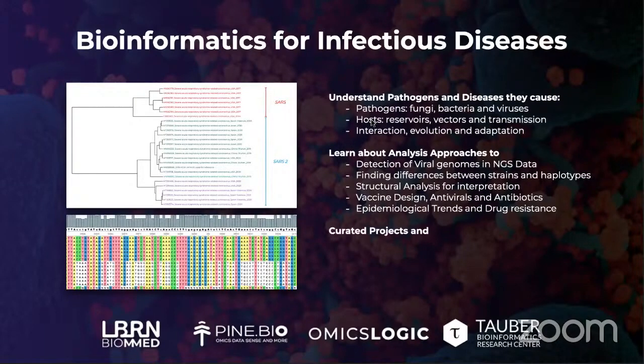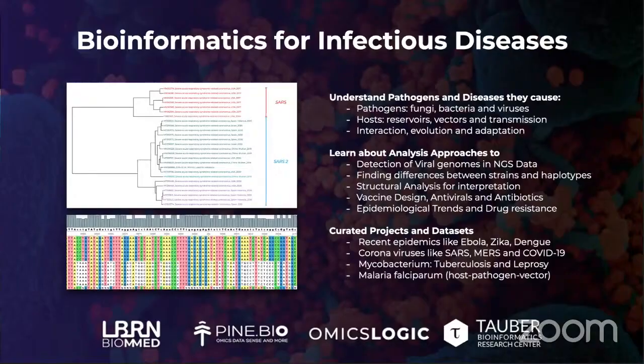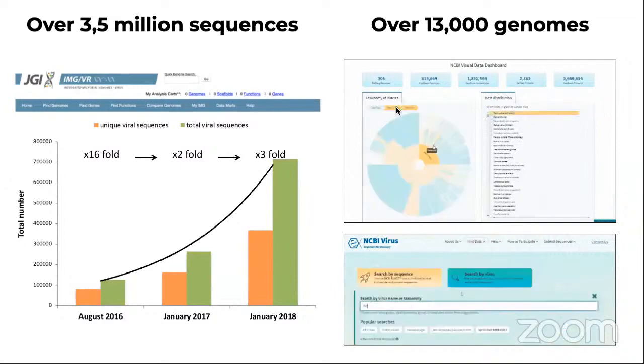And also what's important is that we are going to actually take examples from the public domain of data sets that have been curated with publications. So a lot of the examples that I presented today, the data is available. In fact, in terms of how much data is available, there's over 3.5 million viral sequences and over 13,000 genomes out there. So there's a huge variety of data. This data is easy to find and easy to use.